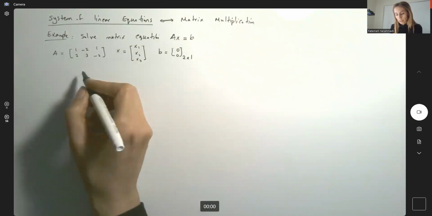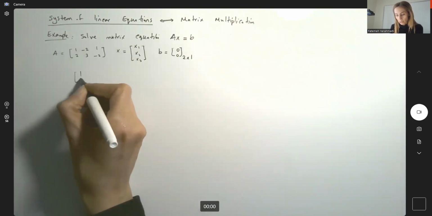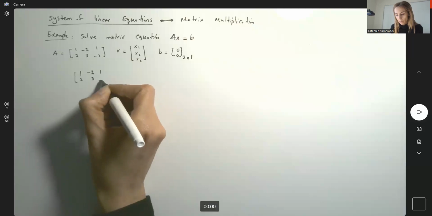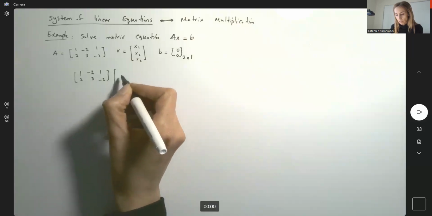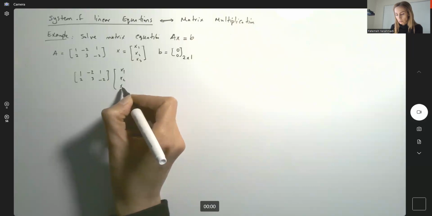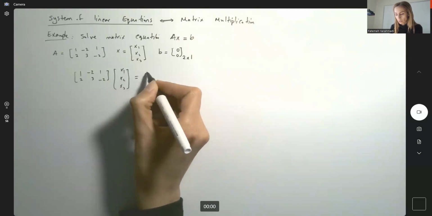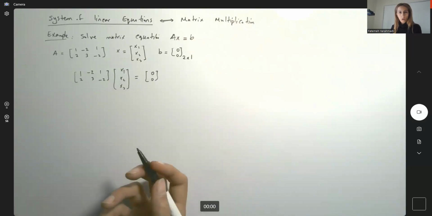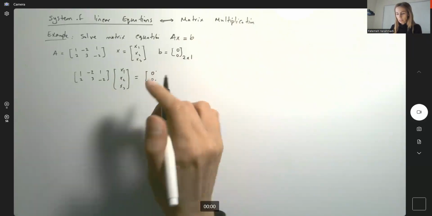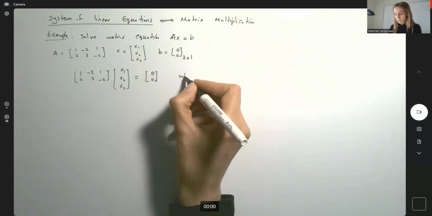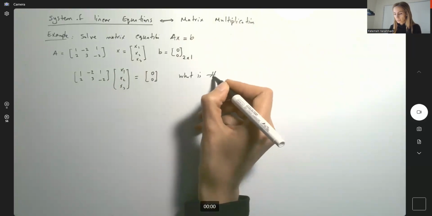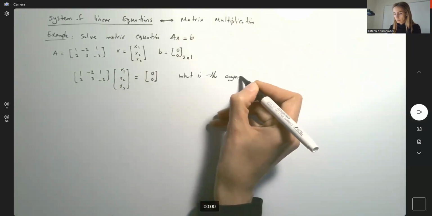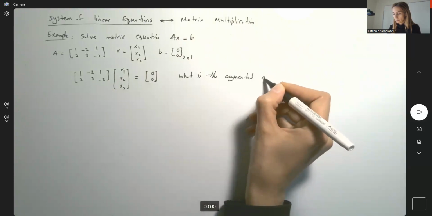What do we have here? We have A: 1, negative 2, 1 and 2, 3, negative 2, times x1, x2, x3, which is equal to B: 0 and 0. So what's the meaning of that? What is the augmented matrix that we can form here? This is our goal. What is the augmented matrix here?